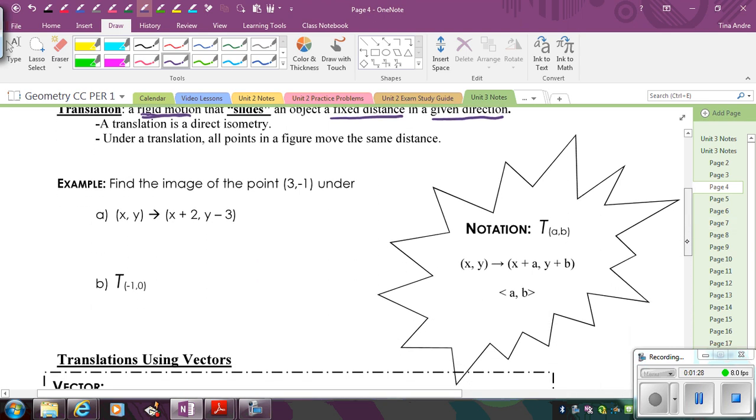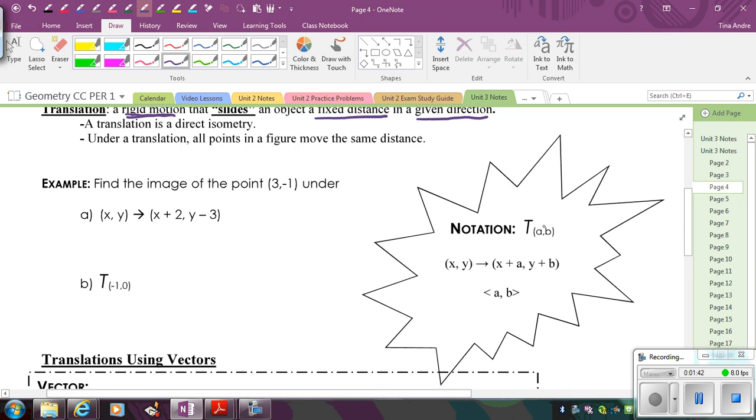So we look at this example here. We're going to find the image of this point under these different translations. The first thing is the different notations that we use. This first one is called your function notation. Capital T stands for the translation, and A and B are telling you how to move. This next one's called mapping notation. Here's your original, and you're going to map it onto this new coordinate. The new coordinate is taking the original and adding A and B to the X and Y values. And this last one is called vector notation, which we'll talk about in a little bit.